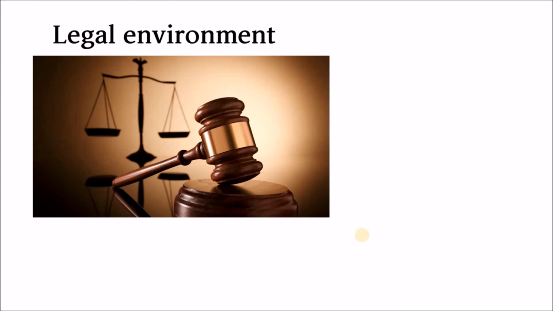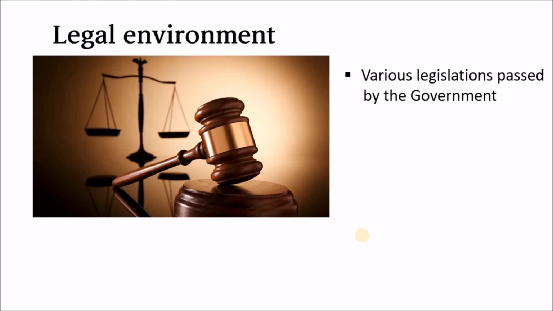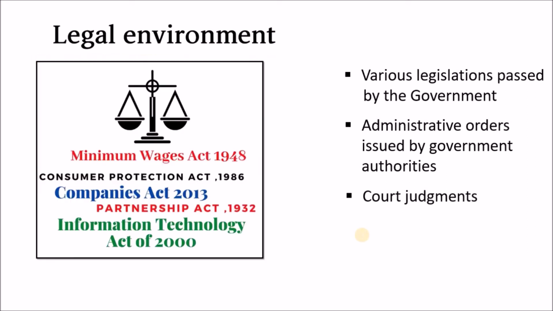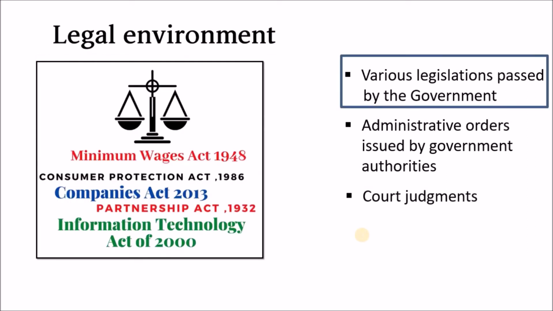Next is legal environment. So legal environment covers various legislation passed by government, administrative order issued by government authorities, and the court judgments. So when you talk of various legislations, you are already aware of various acts which are there, like you have heard of Consumer Protection Act, Companies Act, Partnership Act, then there is Information Technology Act. So there are a lot of acts which are passed by government. The businessman has to keep in mind all these acts, and they should ensure that they are not violating provisions of any of the act which is applicable to their business.